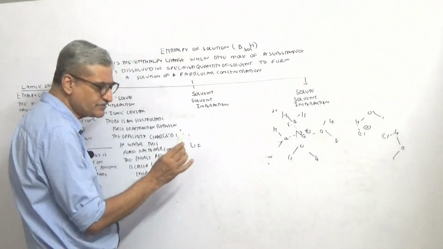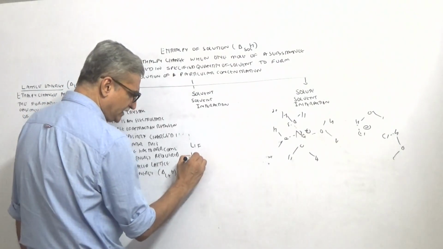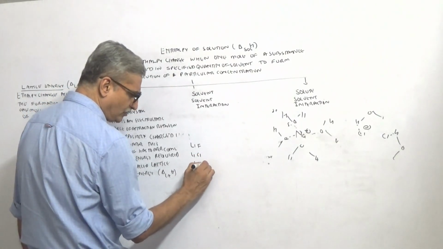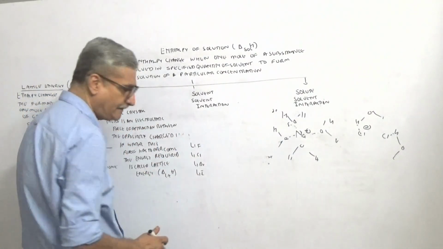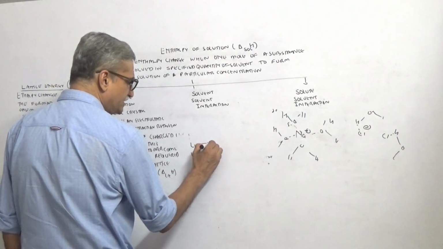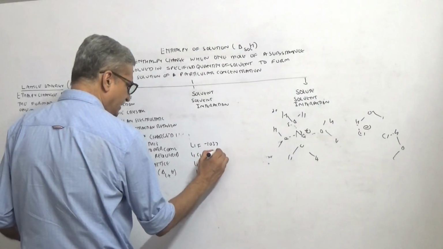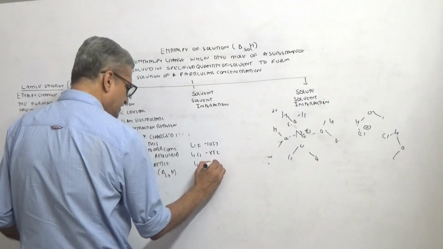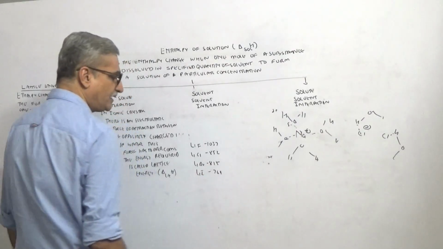So I have taken small atom, smaller cation, smaller anion. Lithium chloride, lithium bromide, lithium iodide. Very important topic. That's why I'm discussing in detail. This will be minus 1037 kilojoule per mole. This is minus 852. This is minus 815, and this is minus 761.